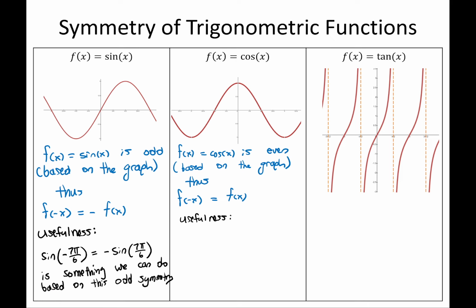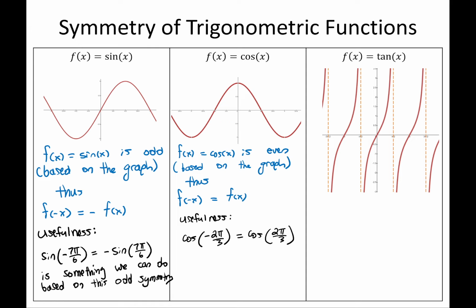Usefulness. Cosine of negative 2 pi over 3 is the same thing as the cos of positive 2 pi over 3. So again, just destroy the negative completely. Don't need to think about clockwise angles. Everything's counterclockwise.